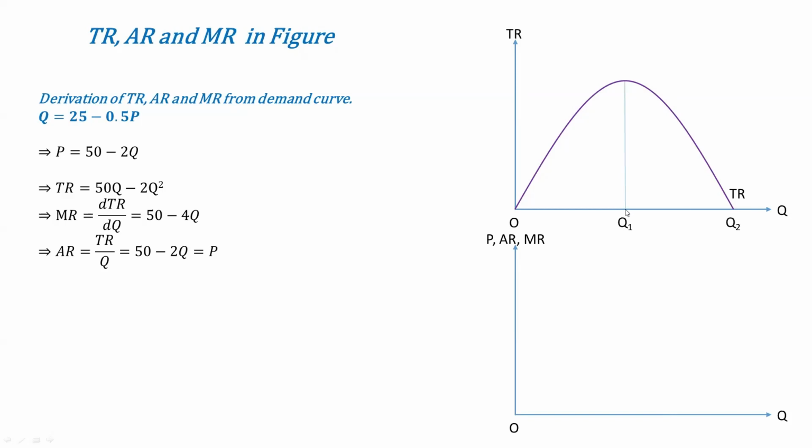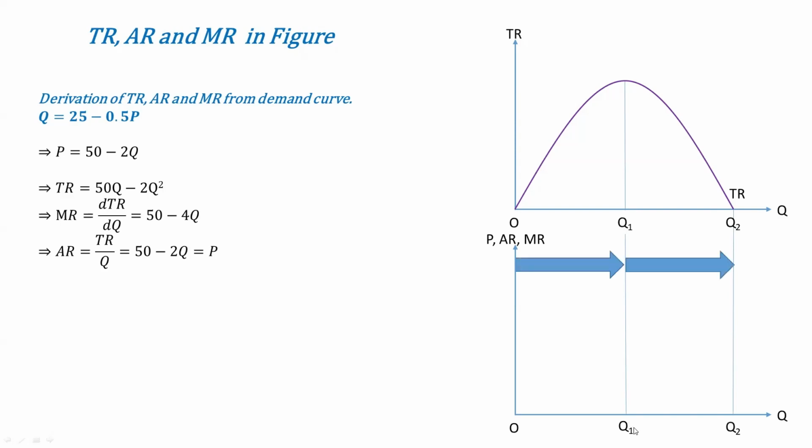For example, if Q1 is 10, Q2 equals 20. If Q1 equals 5, Q2 equals 10. In other words, you can say Q1 is half of Q2. For example, if Q2 is 50, Q1 equals 50 by 2 equals 25. Let us show this Q1 and Q2 amount of output sold in the lower panel of the figure. Here you see Q1 is halfway of Q2.